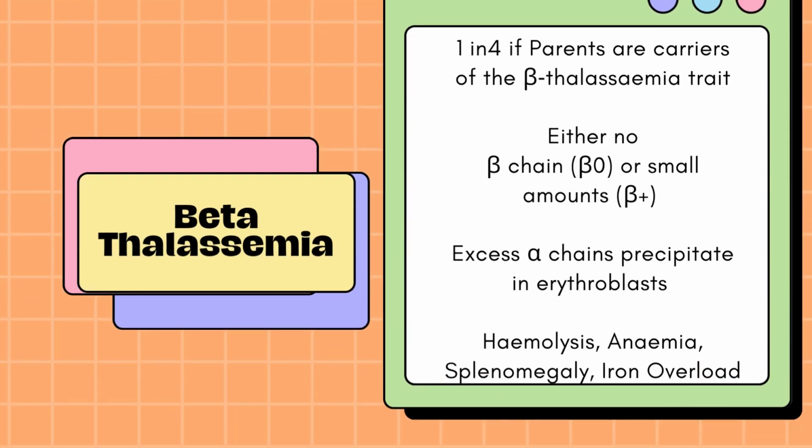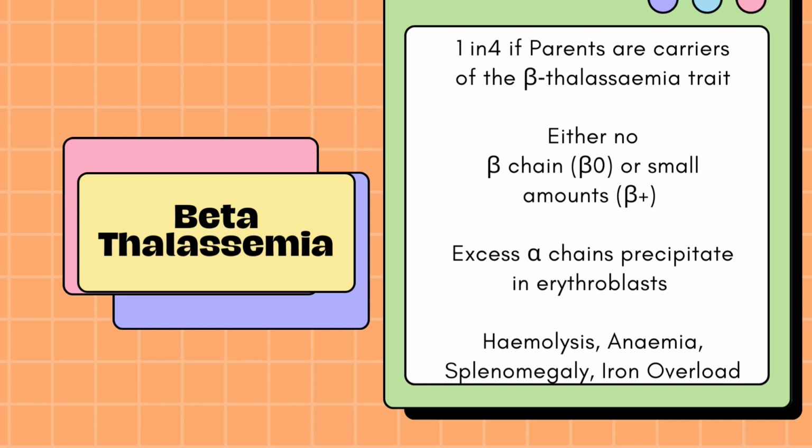In beta thalassemia, there's more of a spectrum, with either no beta chains being produced or small amounts of beta chains being synthesized, and the excess unpaired alpha chains precipitate in the erythroblast and in mature red cells, causing severe ineffective erythropoiesis and hemolysis. The greater the alpha chain excess, the more severe the anemia. So the production of gamma chains also helps to mop up the excess alpha chains and ameliorate the condition.